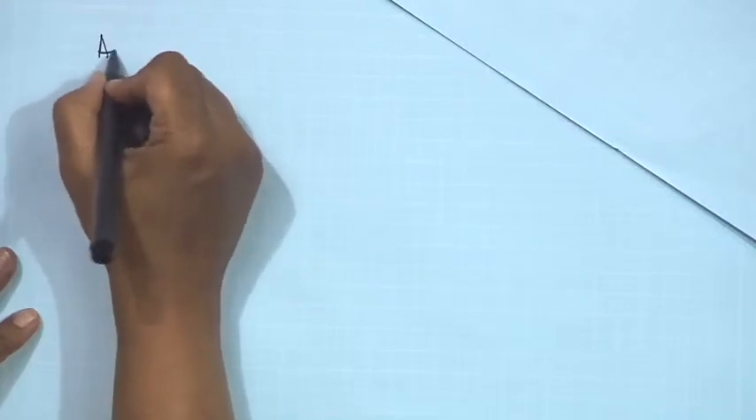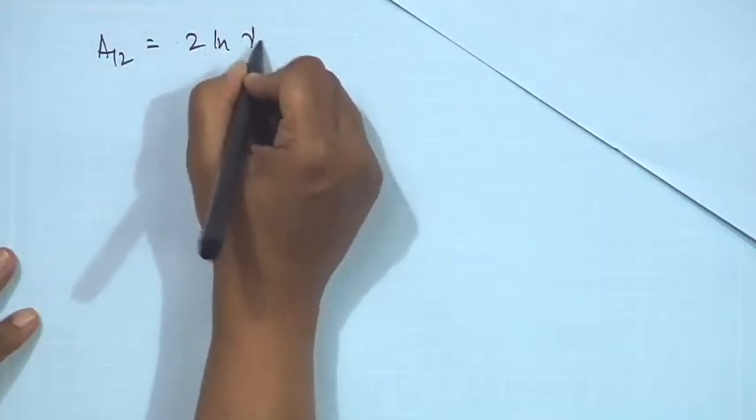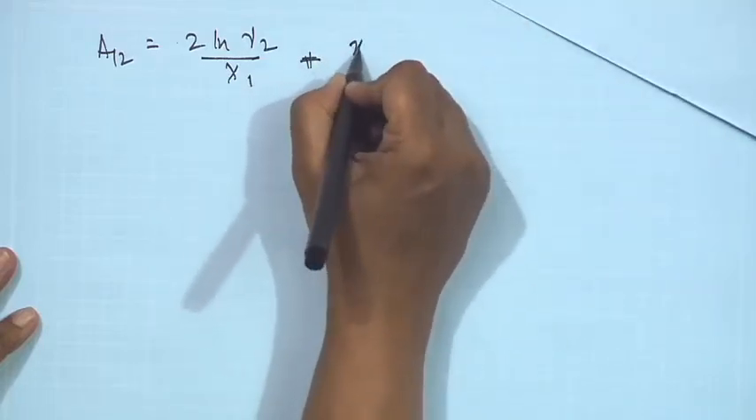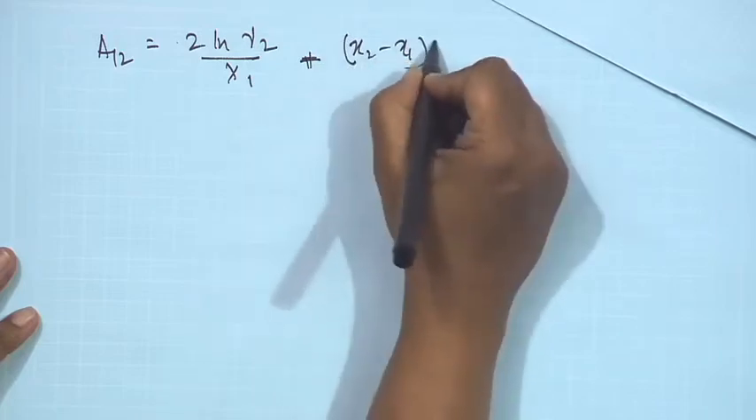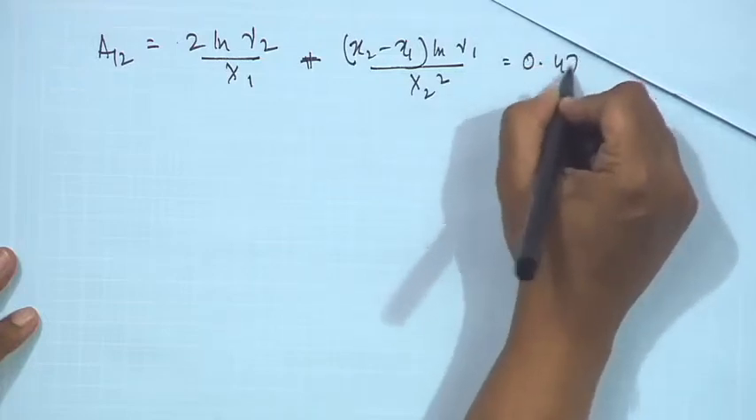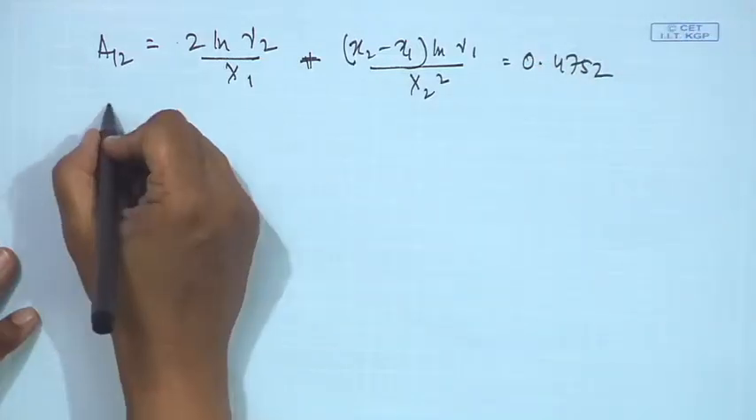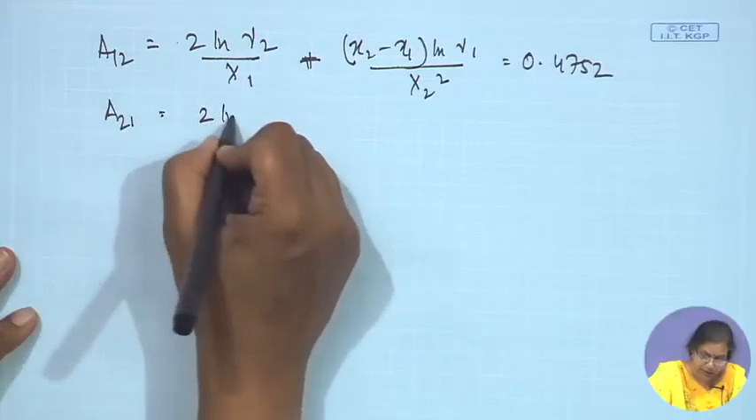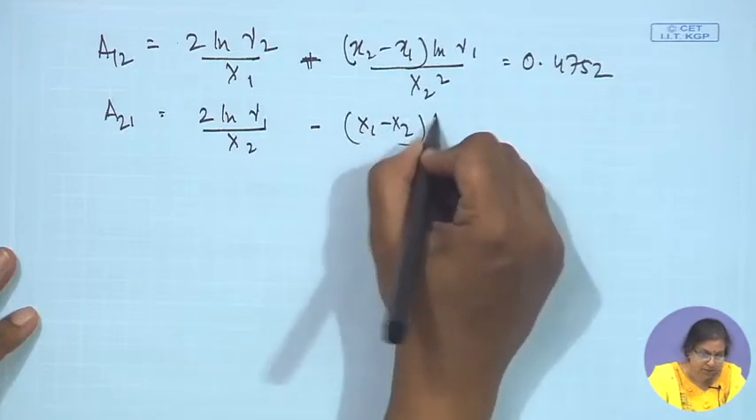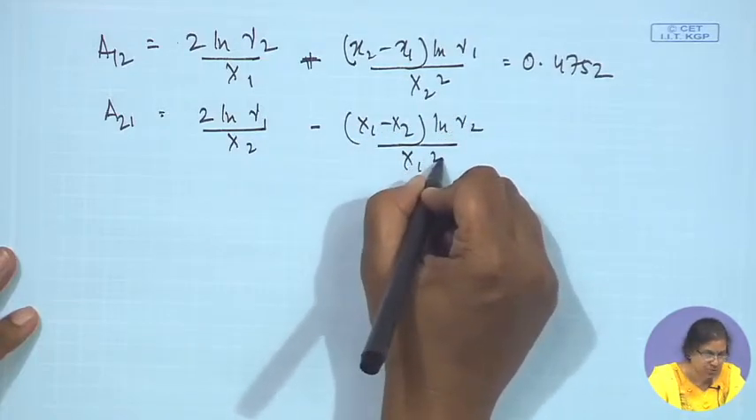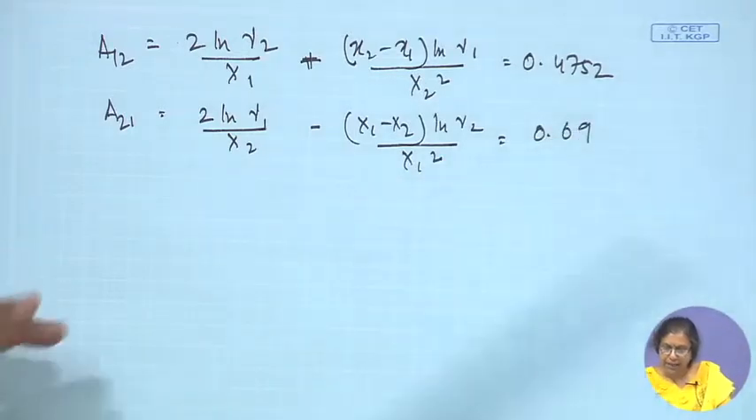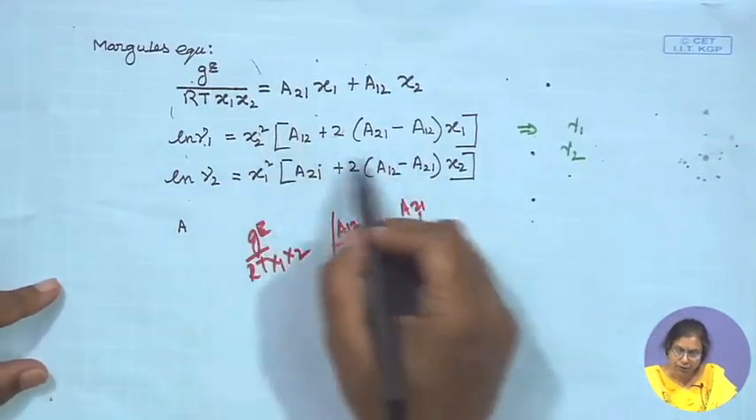How to do it? What is A12? If you reduce the equation, you find that A12 is 2 ln gamma 2 plus (x2 minus x1) ln gamma 1 by x2 square. This becomes 0.4752. In a similar way we can find A21: 2 ln gamma 1 by (x2 minus x1) minus x2 ln gamma 2 by x1 square. This becomes 0.69. Once we know these two, naturally we know A12 and A21.